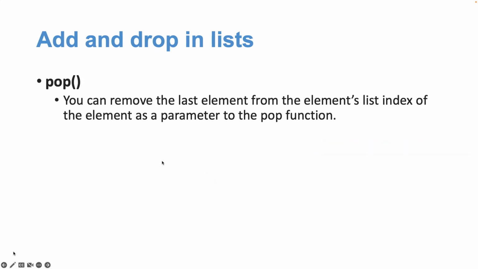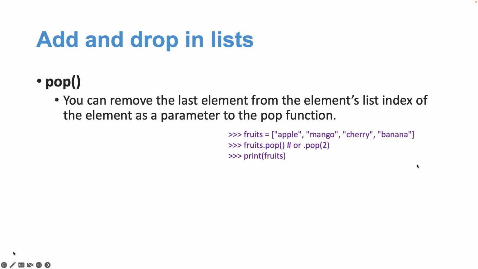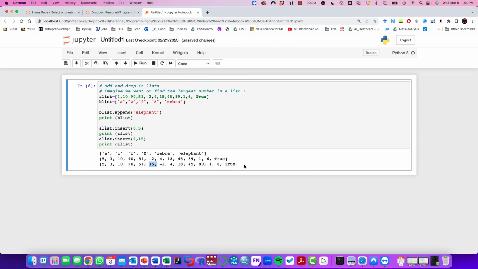Now how can we remove values from the list? There are two ways to do it. Pop basically removes the last element from our list. So for instance, if we have this list and we say fruit.pop, it will remove the last value. So let's do this with the examples that we're running here.